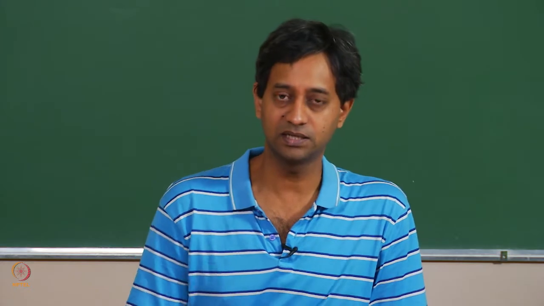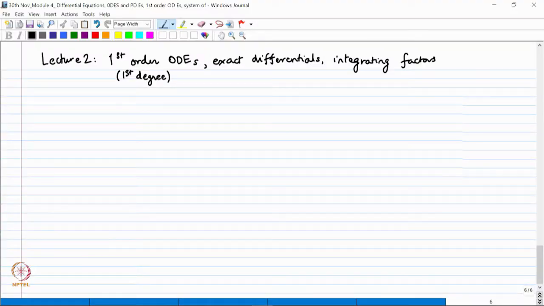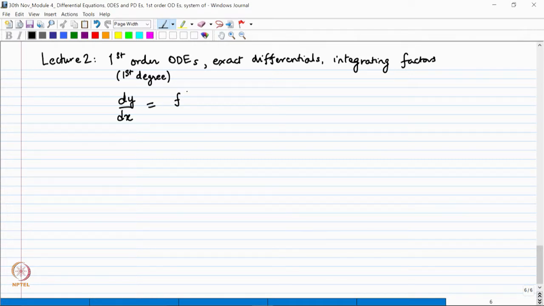Okay. So, then the first order and first degree equation can be written in this form: dy by dx is some function of x y. Okay. Now, if you want to solve this equation, in order to solve this, the first thing you try is to separate variables.